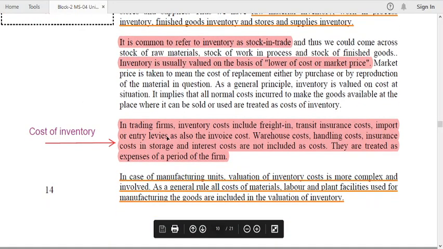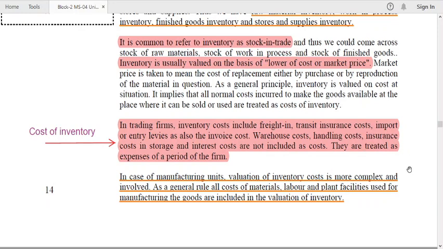Cost of the inventory. How is the cost of the inventory arrived at? In trading firms and manufacturing firms, the derivation of cost is different. In trading firms, inventory costs include freight cost, transit cost, insurance cost, import duties, entry duties. Entry duties authorize sometimes entry into a particular district. The district authorities will impose outright duties, that is entry levies, and also invoice cost. These are all the costs of inventory for trading firms, which do selling and purchasing.